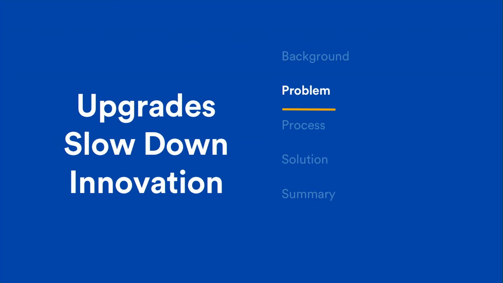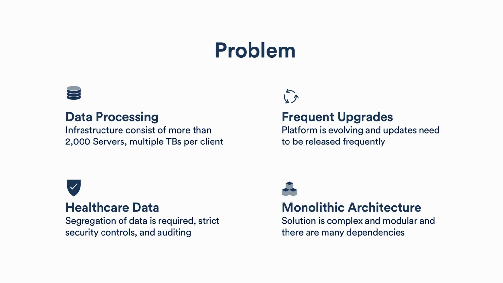So one problem specifically I want to talk to you about is that as we got more clients, much more data, and brought out more features, we realized that upgrading our platform has become a bottleneck, not too uncommon obviously. We started looking into what the issues actually are. We have a large data processing infrastructure, so our platform requires more than 2,000 servers to run on. For large clients, we generally have multiple terabytes of data.